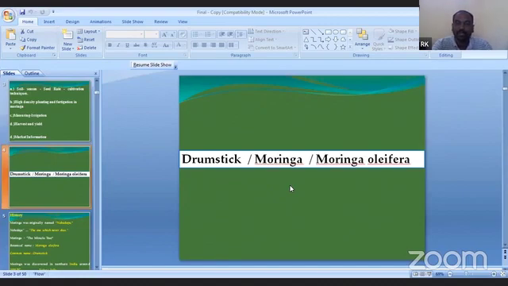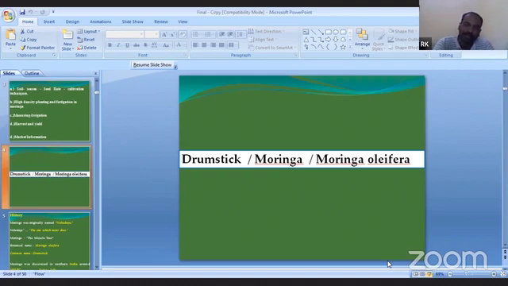So now, drumstick. What is meant by drumstick? Moringa oleifera. These are three different words. Drumstick is a common name.